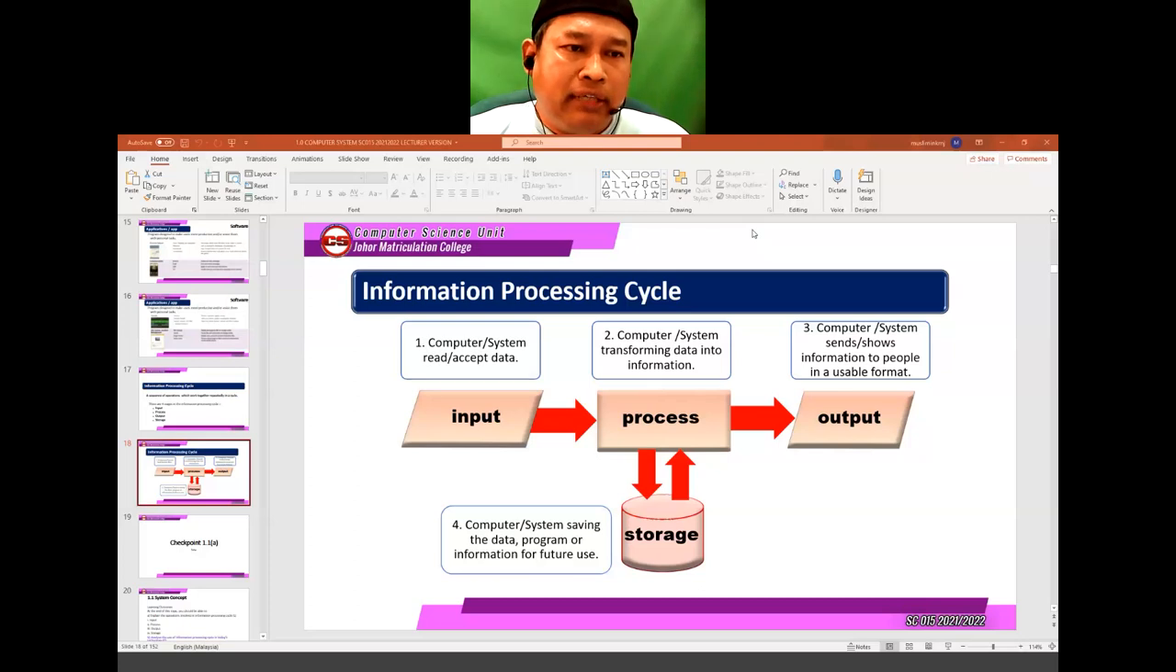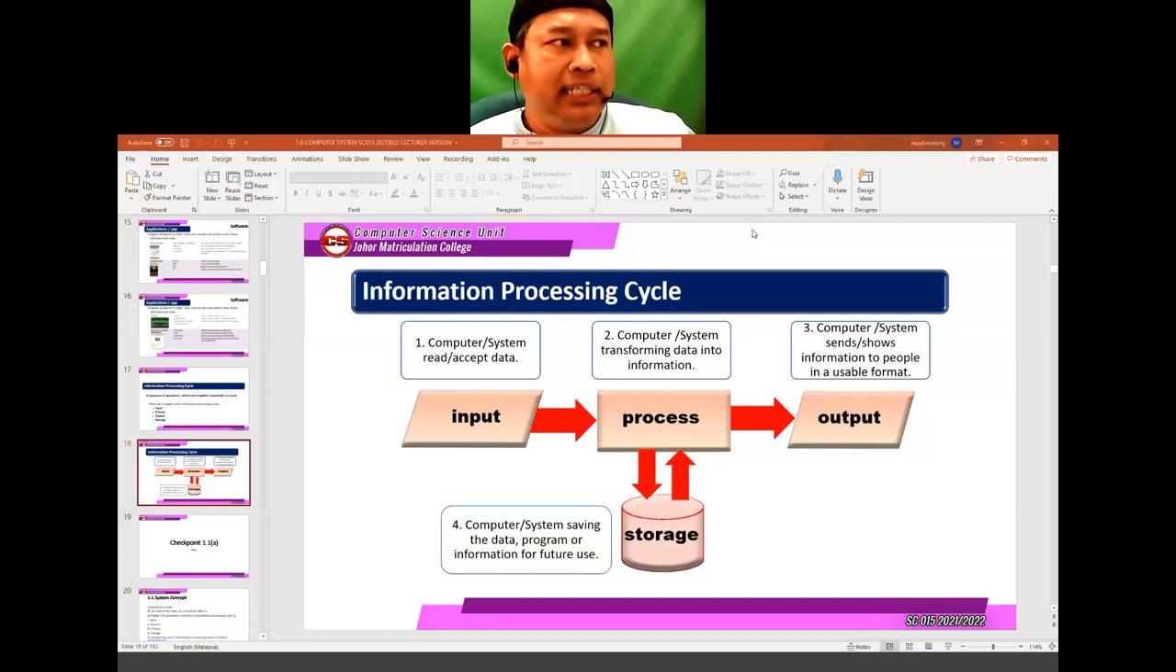Okay, activity number two is process. What is process? Process is to transform data into information. Manipulate data from the user to produce information. This is process.